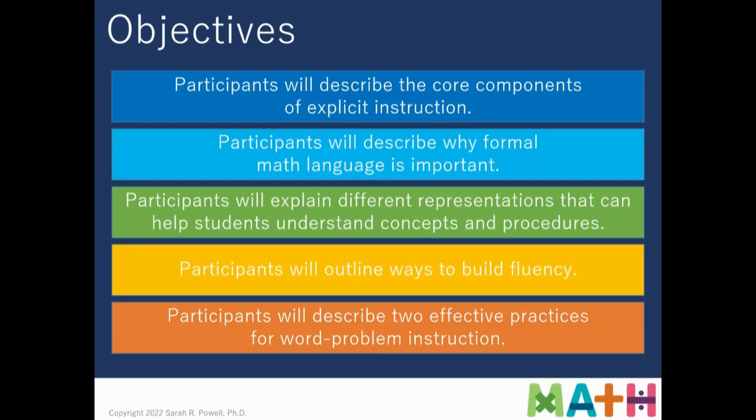So in our session today, we focused on five objectives. The first was to describe the core components of explicit instruction. So here we have modeling and practice, and we have supports in both modeling and practice. Our second objective was to understand why the formal language of math is important. So we talked about using that formal math language and helping students use those terms precisely. The third was to think about different representations that we can use to help students understand what the mathematics means. There we talked around the concrete, the pictorial, and the abstract.